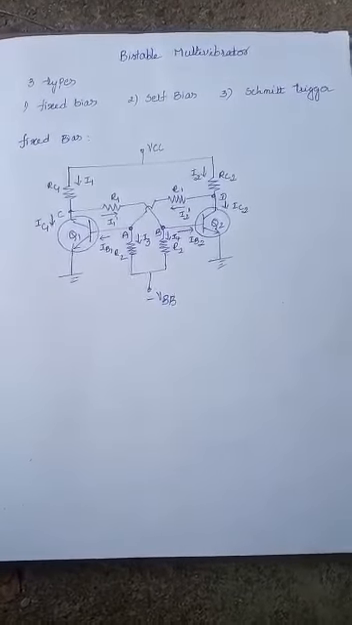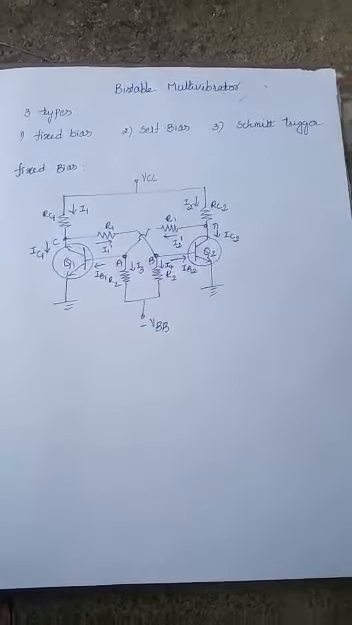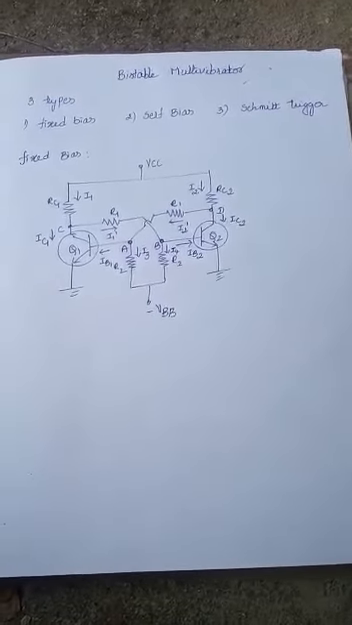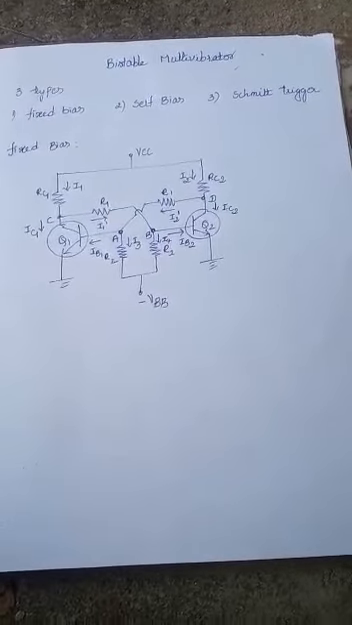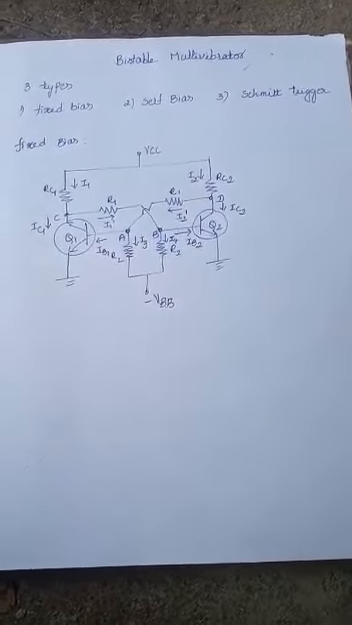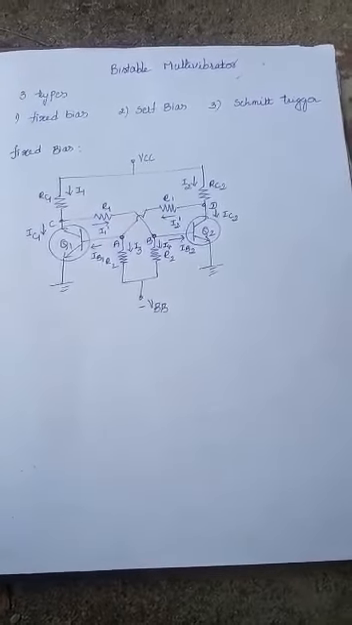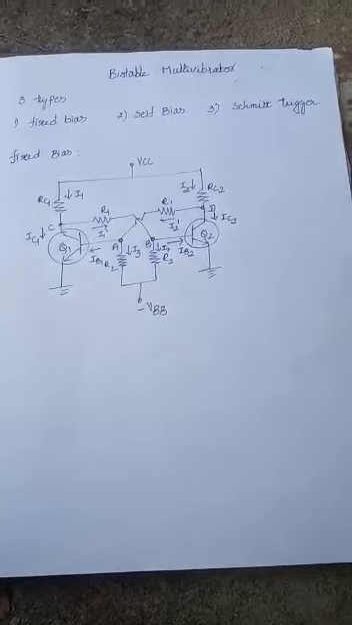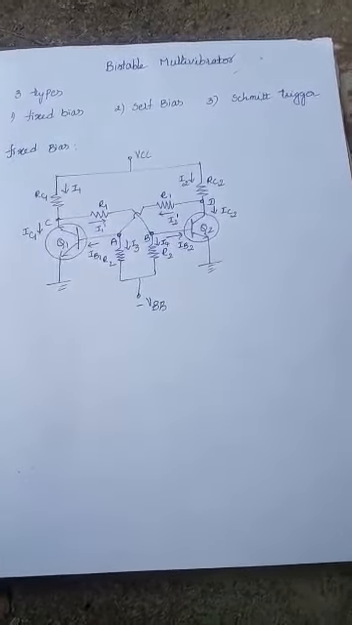Now in this session we'll discuss about bistable multivibrator and the classification of bistable multivibrator. As we know, the multivibrator is having two states. Based on those two states, multivibrators are classified into three types as bistable, monostable and astable. So now in this session we are going to discuss about the classification of bistable multivibrator.